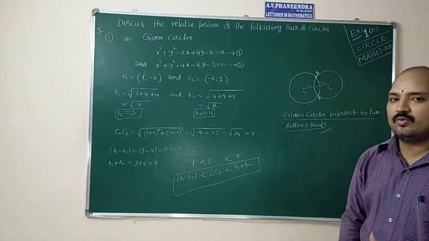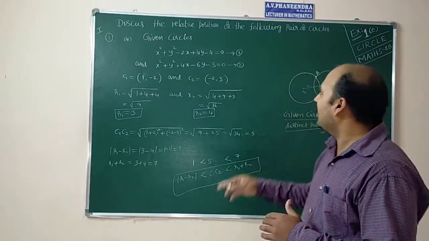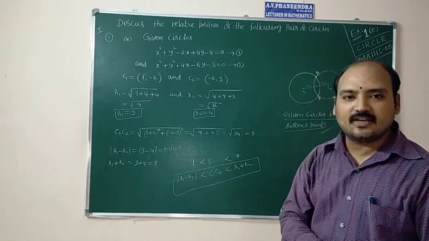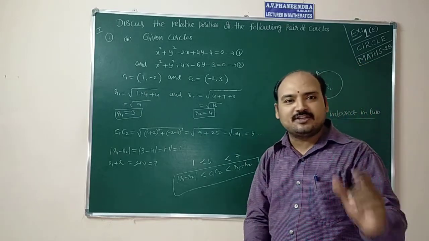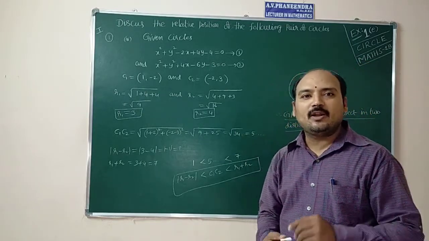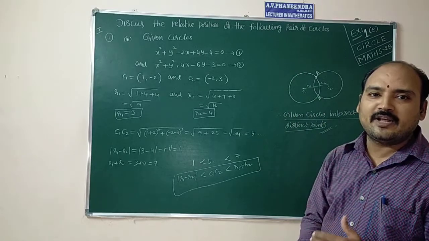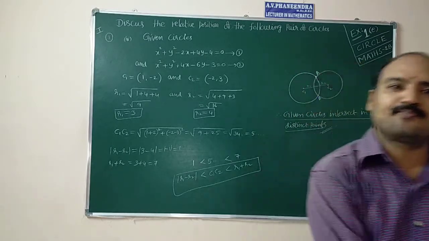In the next question, we have to discuss, according to the relative position of circles, how many common tangents are possible. How many possible common tangents? That we will discuss now.